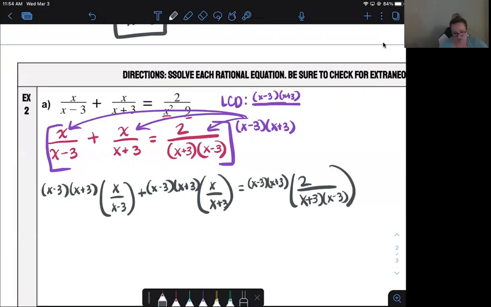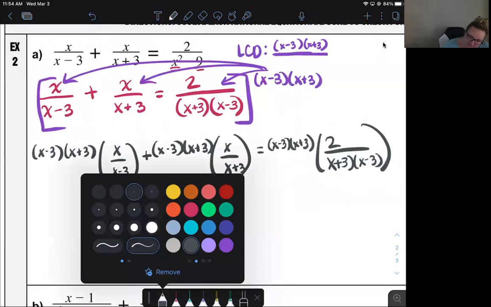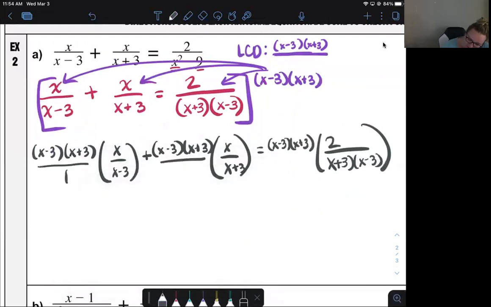Okay. But check it out. What's going to happen here? So remember, this is technically over 1. So is this one. So is this one. And we multiply across. But when we multiply this out, what's going to end up canceling for us? Because isn't x minus 3 divided by x minus 3 just 1? So what we're really left with here is x times x plus 3 over 1, which is just x times x plus 3.